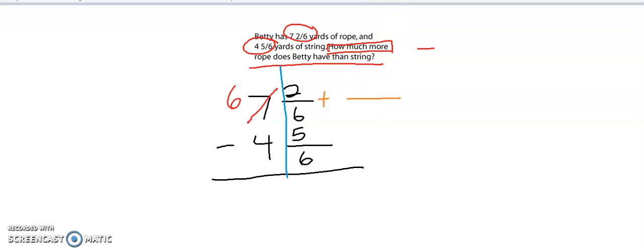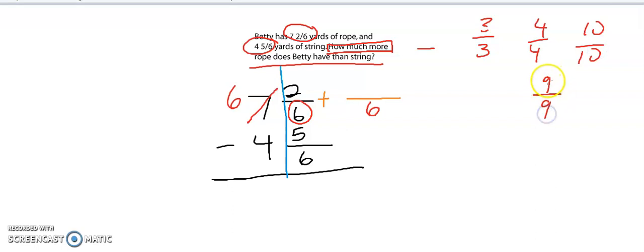And now I need to figure out, what is my whole here? So I'm going to look at my denominator. My denominator here is a 6. So this must be a 6 here. And remember, if we talk about wholes, 3/3 is a whole, 4/4 is a whole, 10/10 is a whole, 9/9. When my numerator and my denominator are equal, that means they all equal 1. So remember, I'm taking 1 away from there and moving it over to my right side in order to make myself a bigger fraction on top.